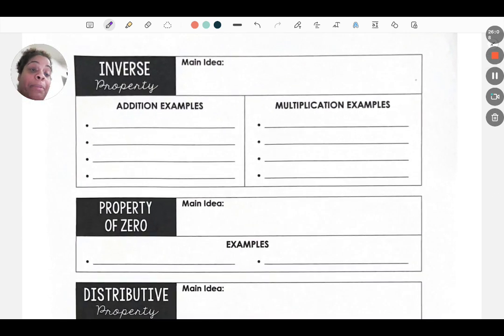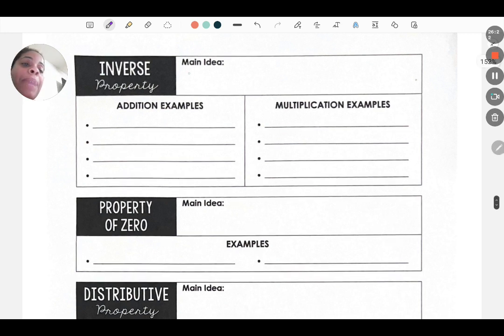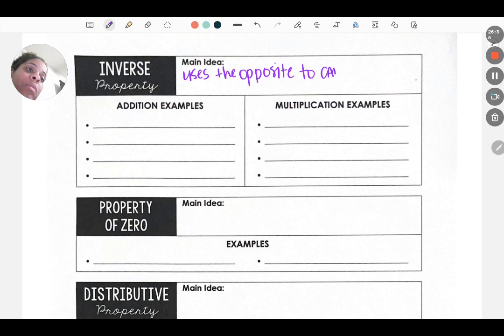So the inverse property, it uses the opposite of what it is that's there to cancel it out. That's the main idea of the inverse. It's like a reverse, like doing the opposite of what it's asking to do. Okay, so the main idea is that it uses the opposite. Make sure I say this right. Uses the opposite to cancel out. All right. Those are just my extras. You don't have to put those.